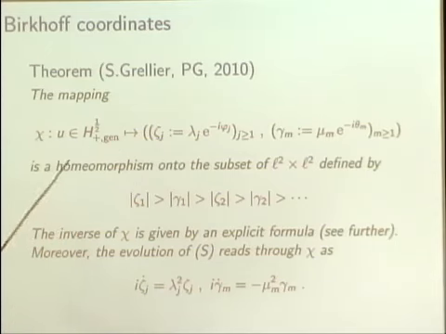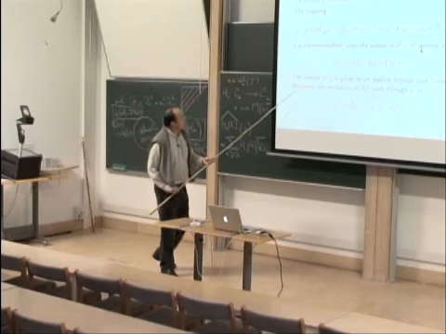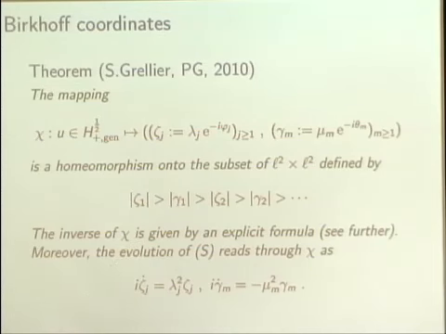So which corresponds to the moduli here. And moreover, the inverse of chi is given by an explicit formula, which is complicated, but completely explicit. You will see it in the next slide. And finally, I claim that if you change these variables, the evolution of the cubic Szegő equation is trivial. It's just given by this.